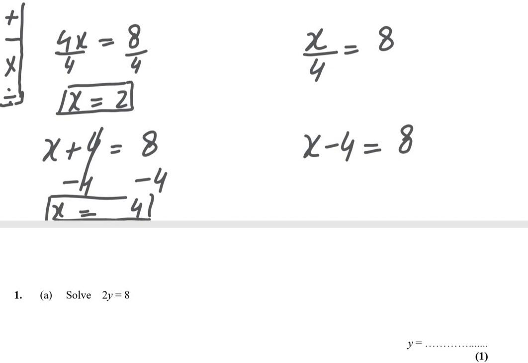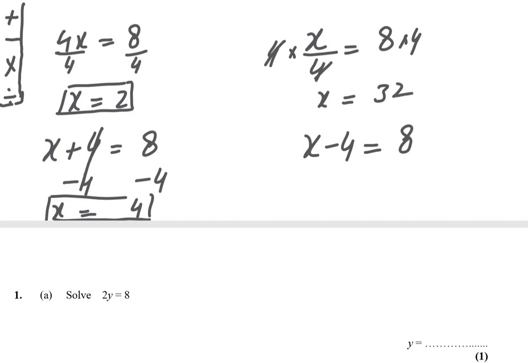Here, first we need to check the connection. It's not a plus or minus, no times, so this is divide, isn't it? So what is the opposite of divide? Times. So we're gonna times by 4 over here, and must times by 4 on the other side. So this is going to be cancelled, and x is going to be 4 times 8, which is 32.